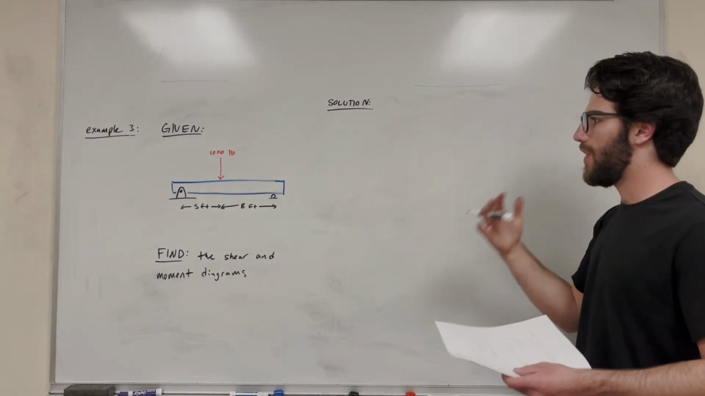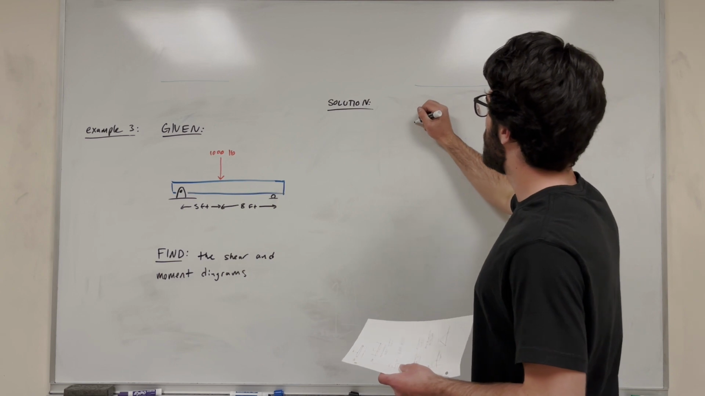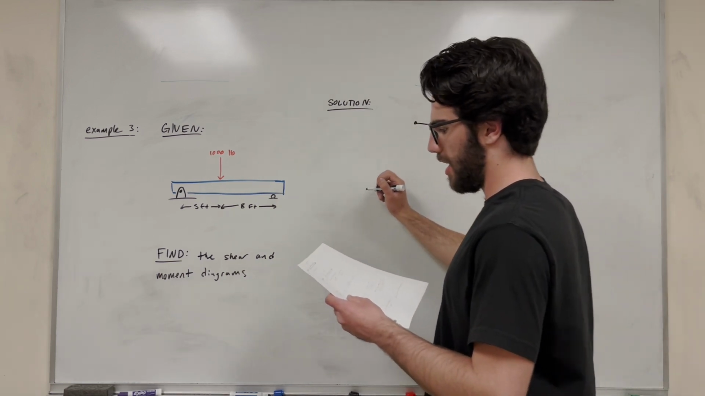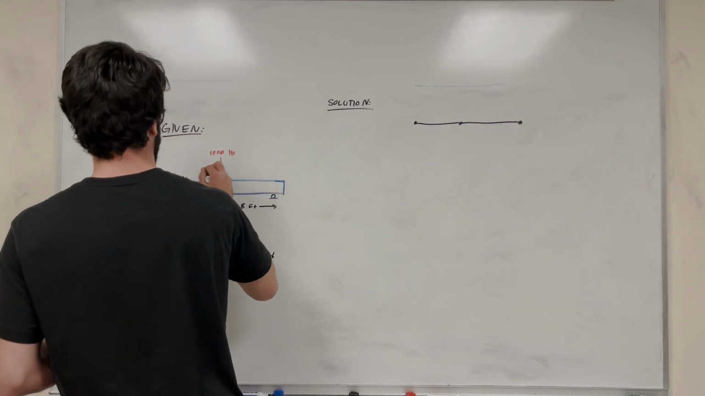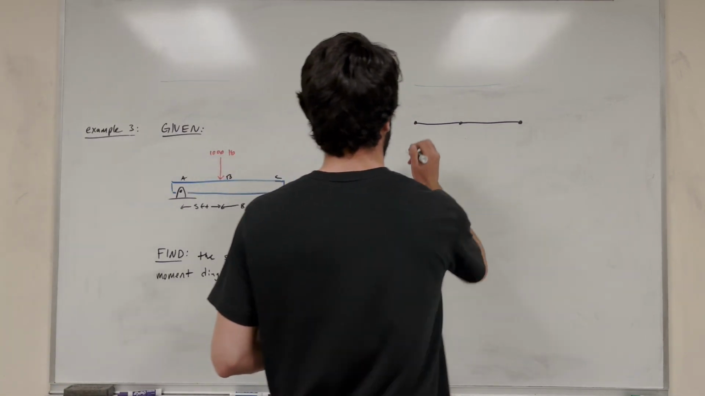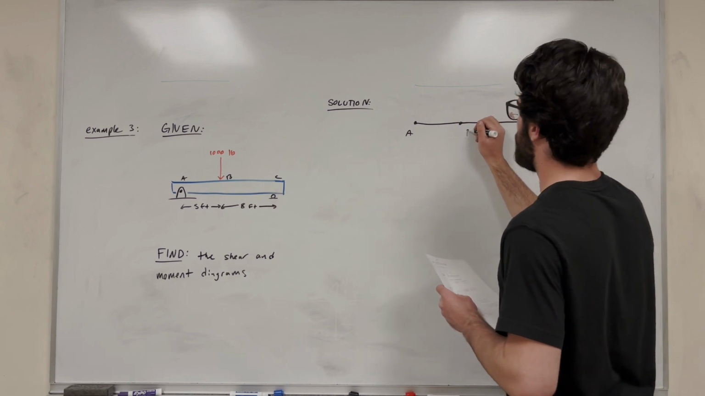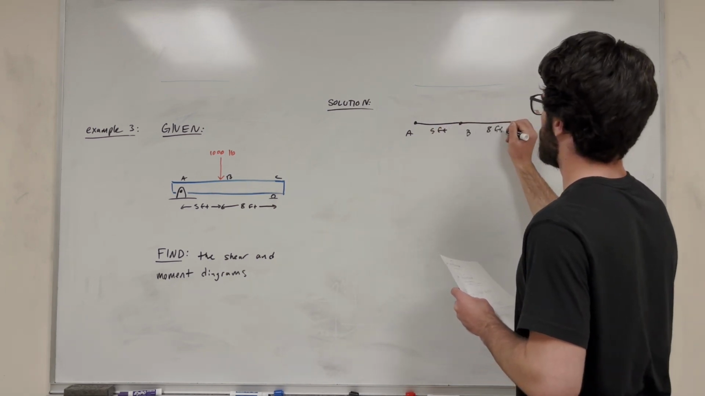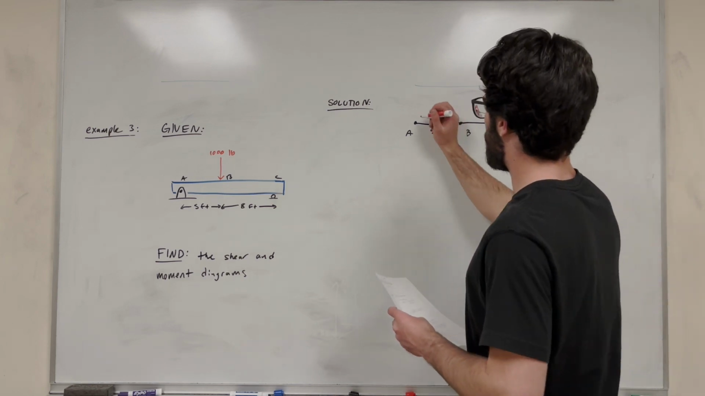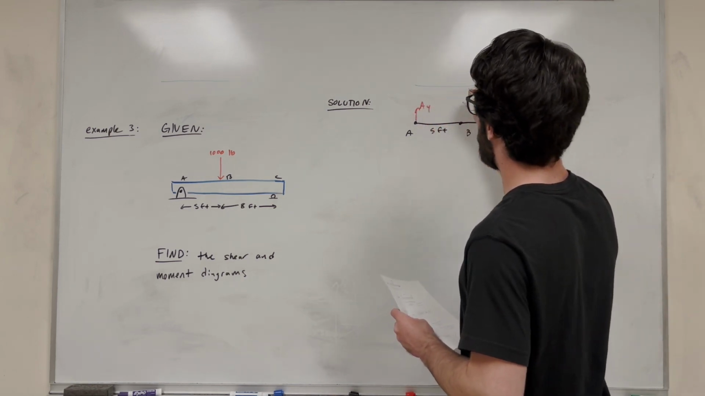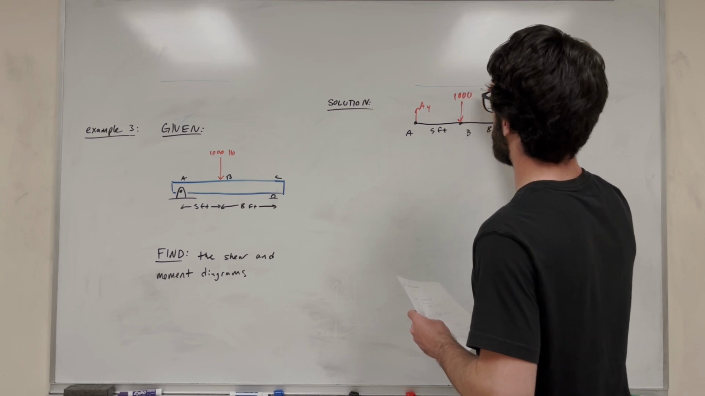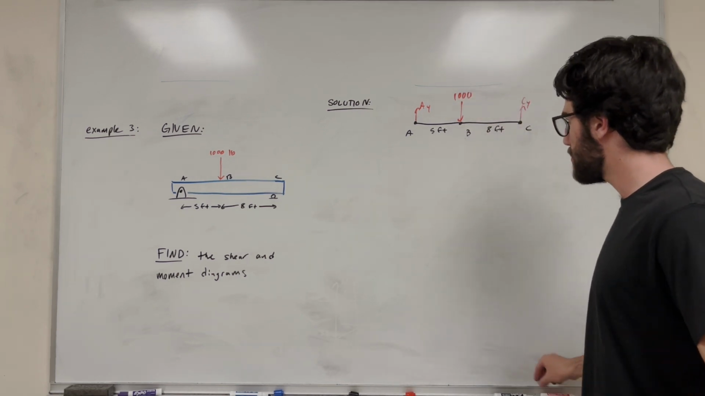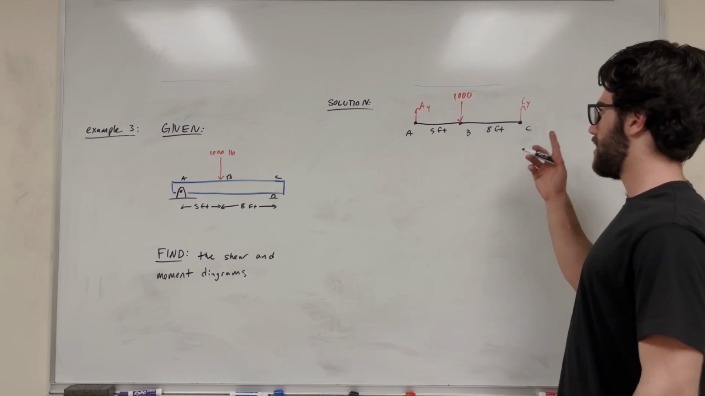So let's go ahead and find the support reactions, starting with that. Let's draw our free body diagram. I should label this A, B, and C. This is A, this is B, and this is C. Here's A, here's B, here's C, this is 5 feet, and this is 8 feet. So the forces are A of Y, 1,000 pushing down, and C of Y.